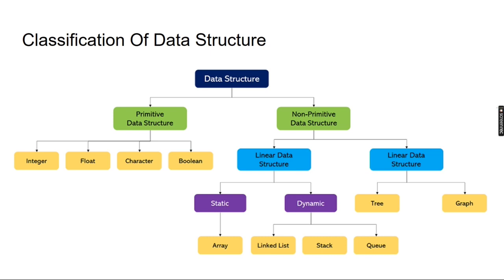Linear data structure is divided into two parts: static and dynamic. And non-linear, so that is my mistake. Linear data structure, this one will be non-linear data structure. Kindly consider this. The non-linear data structure will be divided into two parts: tree and graph. Static is divided into array, and dynamic is divided into three parts: linked list, stack, and queue.